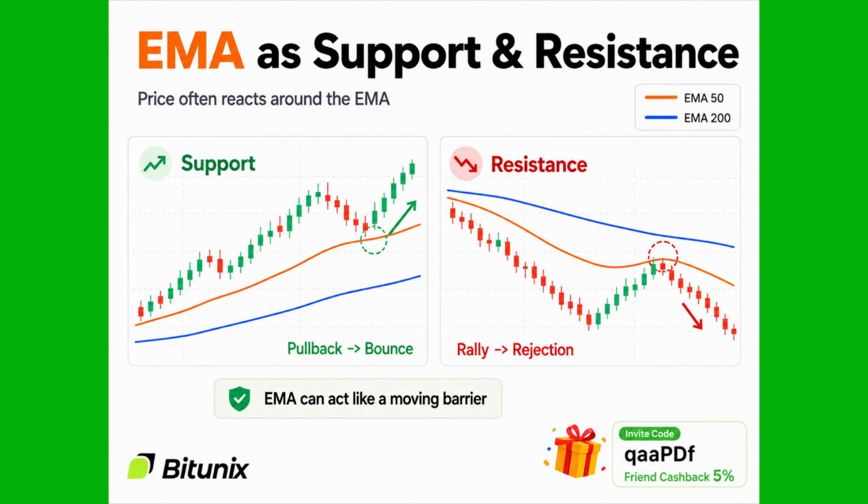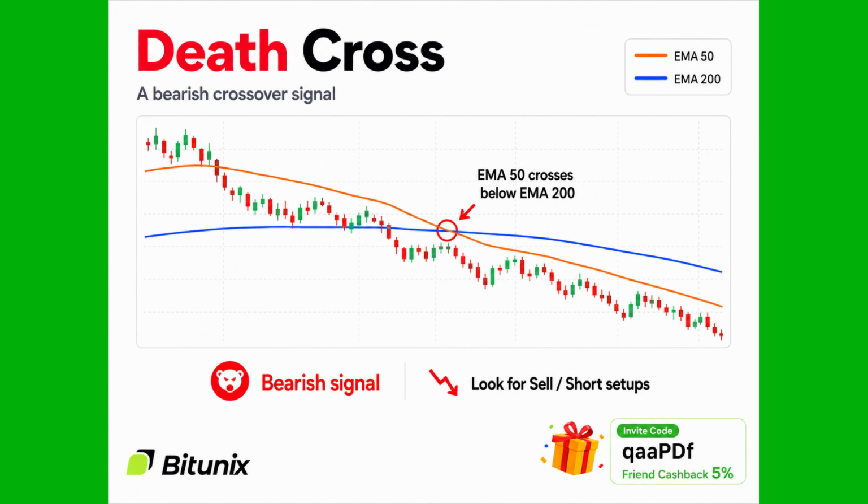The EMA can also act like a moving barrier, serving as dynamic support or resistance. In an uptrend, a price pullback often bounces off the EMA, while in a downtrend, a rally to the EMA often faces rejection. Finally, the death cross is a bearish crossover signal.